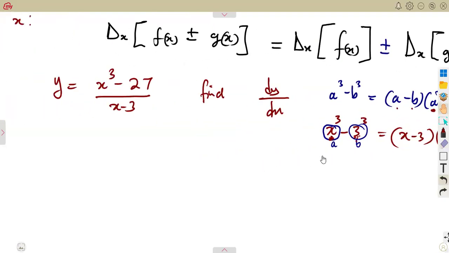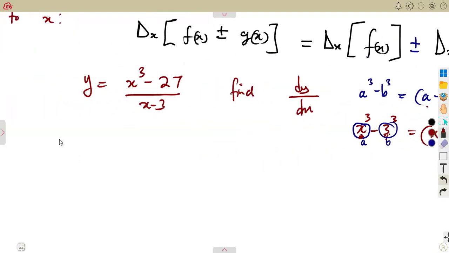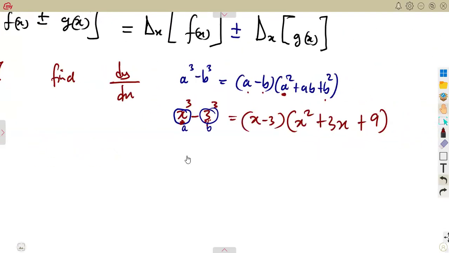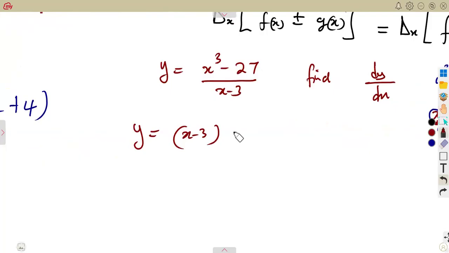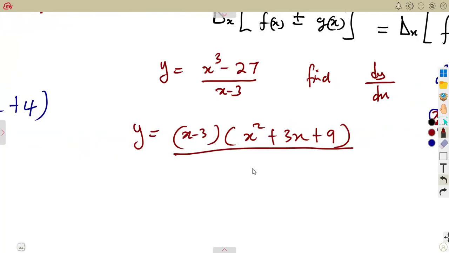So as we sum, the x cubed minus 27 that we are seeing there is giving us 2 brackets, x minus 3 into x squared plus 3x plus 9, like this. Everything over what? Over x minus 3. We are still simplifying.